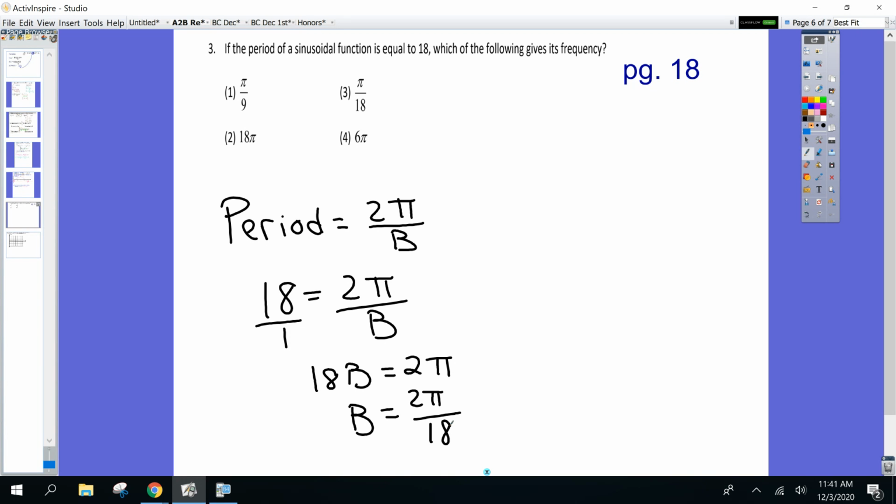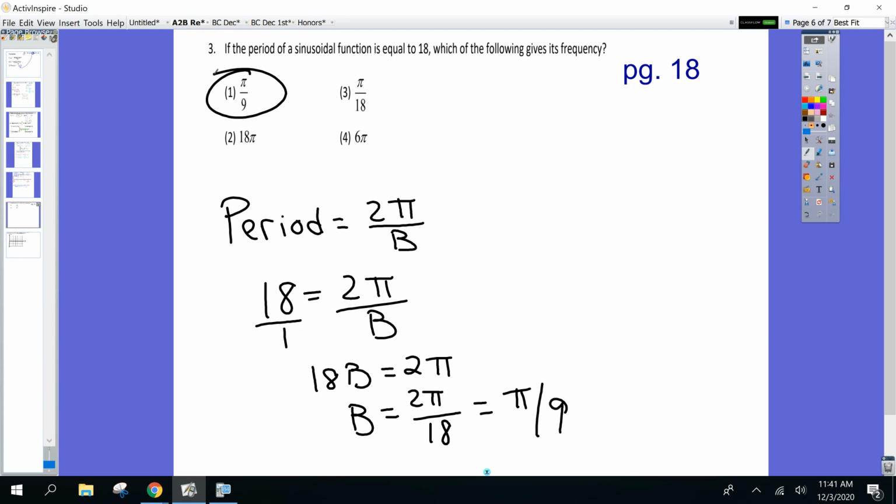Oh, that's not a choice, guys. That's not a choice. Anybody want to chime in? It's not a choice. But pi over 9, yeah, pi over 9. You can reduce it. Yes, pi over 9. That's what I was talking about before. You may get one of these tomorrow and the choice isn't up there because you didn't reduce yet.